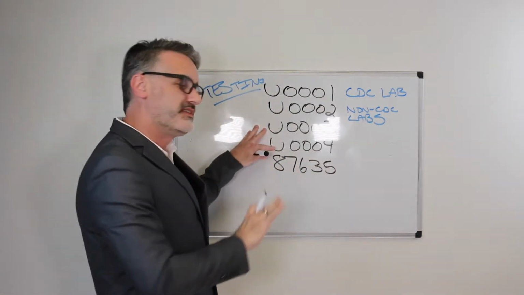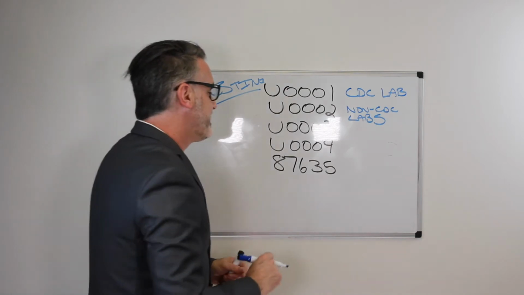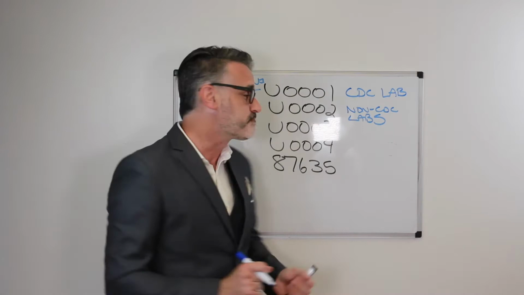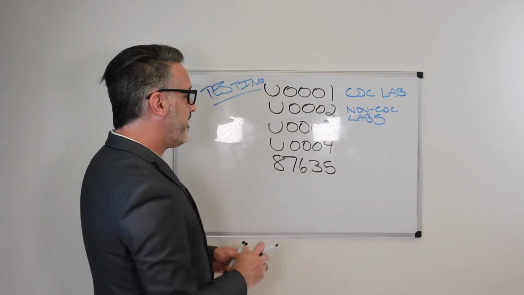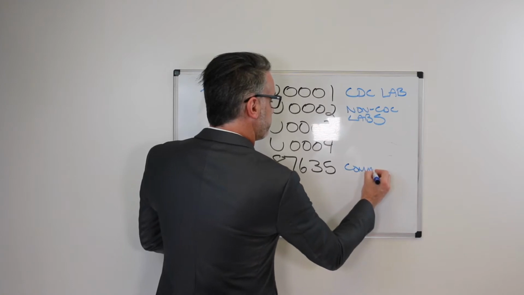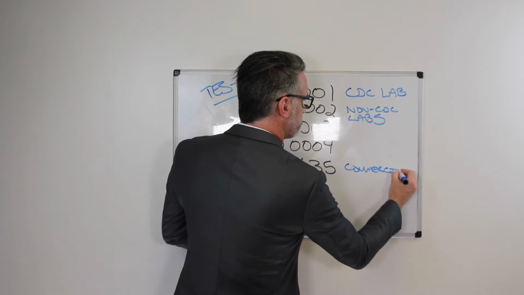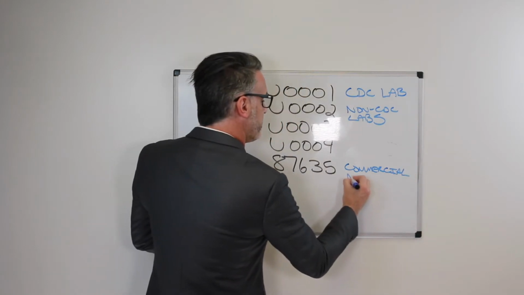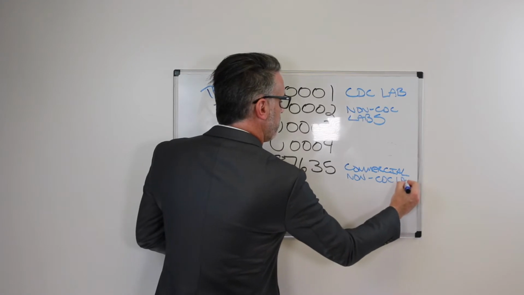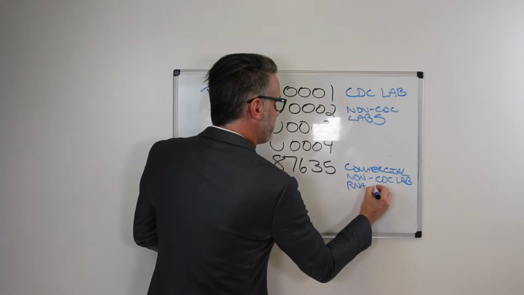And then I'll skip for a moment the U0003 and 4 and go down to the 87635 since that was one of the first 3 initial codes that we had. The 87635 is for the commercial insurance carriers, as in the non-Medicare and Medicaid, done in a non-CDC lab. That is the RNA-based technology.